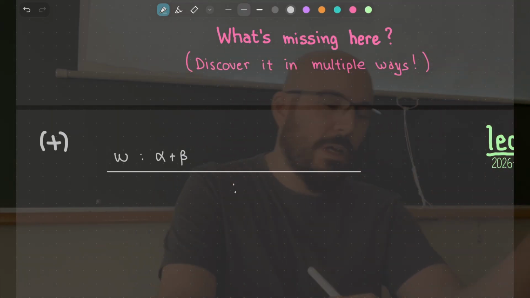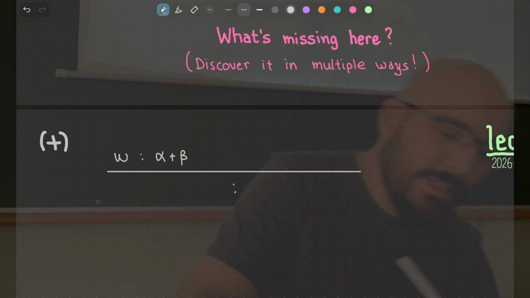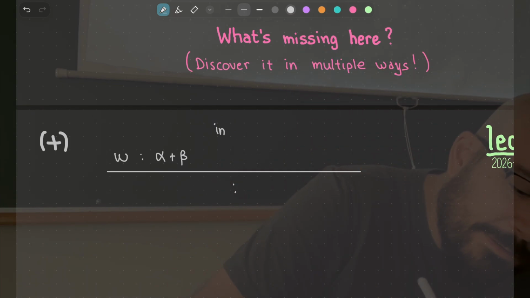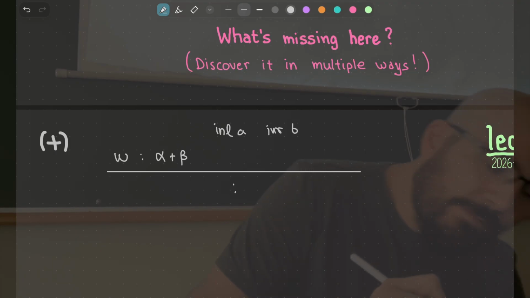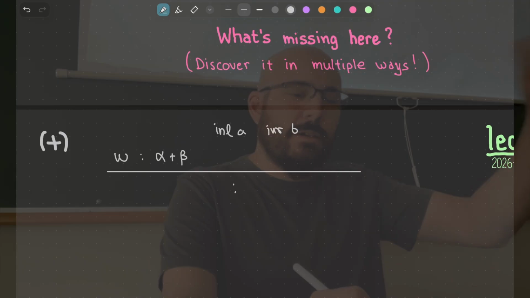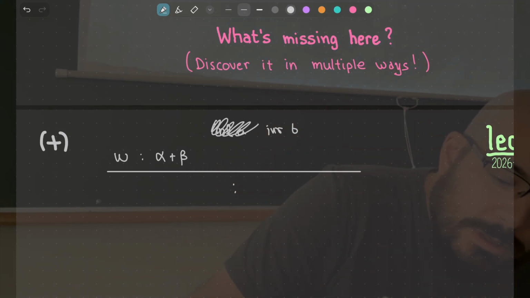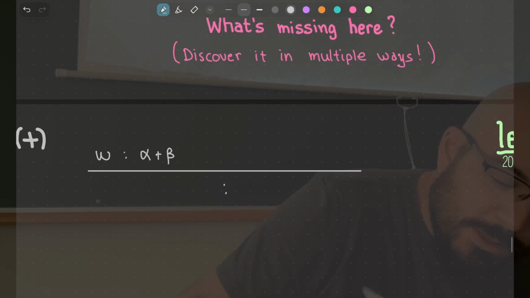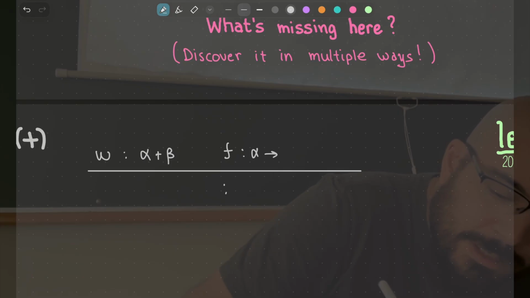And in order to take advantage of this thing here, which remember it can be either an in left together with a little a or an in right together with a little b, it means that I will be able to use this if I have ways to use this a and use this b. So the idea here will be like, pretend that you have a function f that goes from alpha to some type delta, I don't know, and you also have some function g that goes from beta to the same type delta.